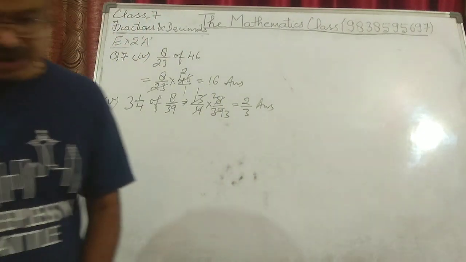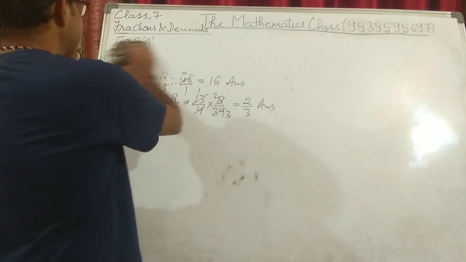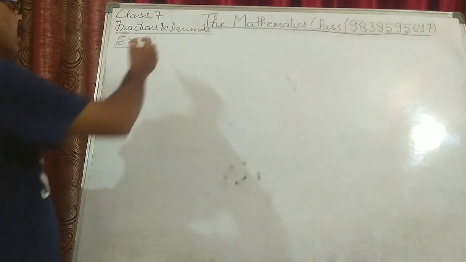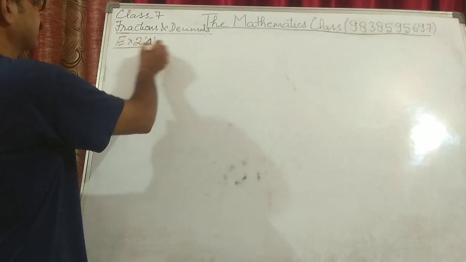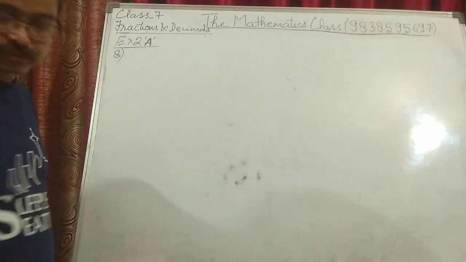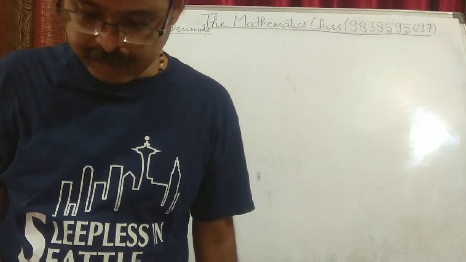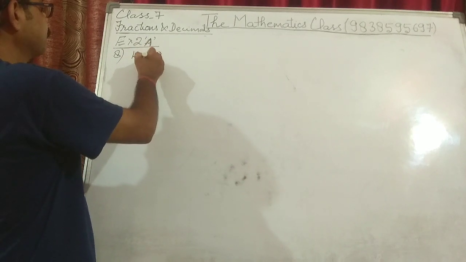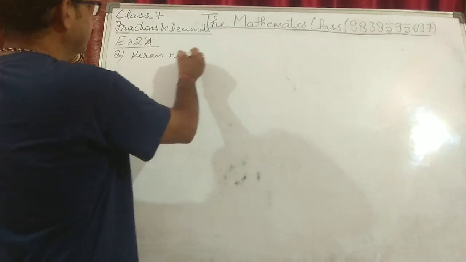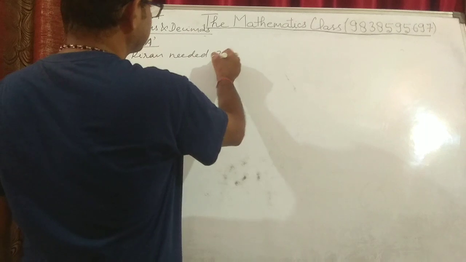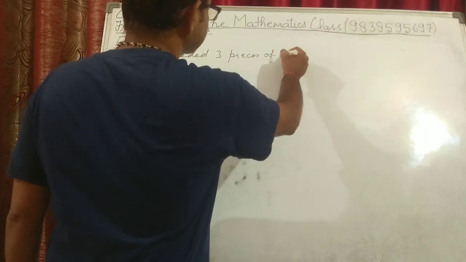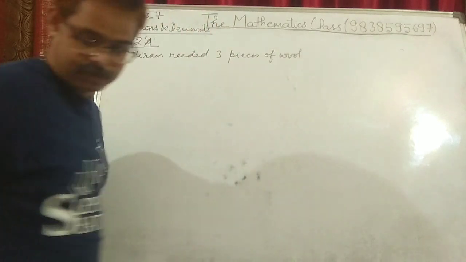Now there are few questions of statement. We will discuss few questions that have been in the statement. Let's talk about question number 8. What is question number 8? I will read it. Kiran needed 3 pieces of red wool. Kiran needed how many pieces? 3 pieces. Pieces of wool, or I say red wool. Wool, simply wool.